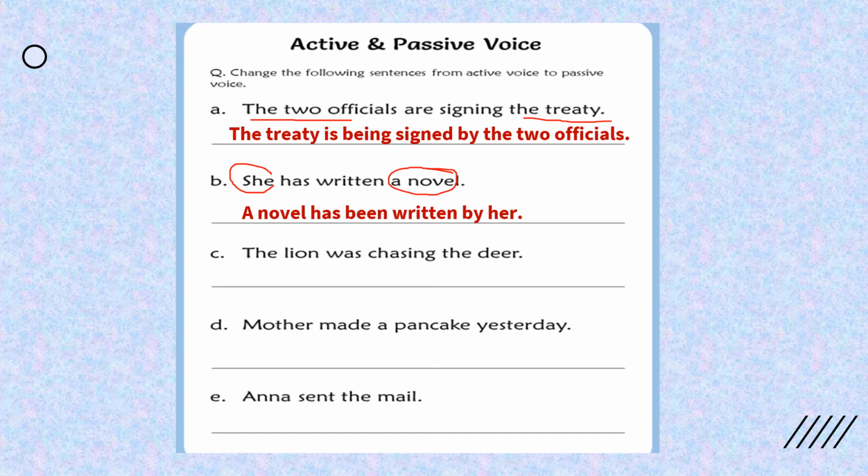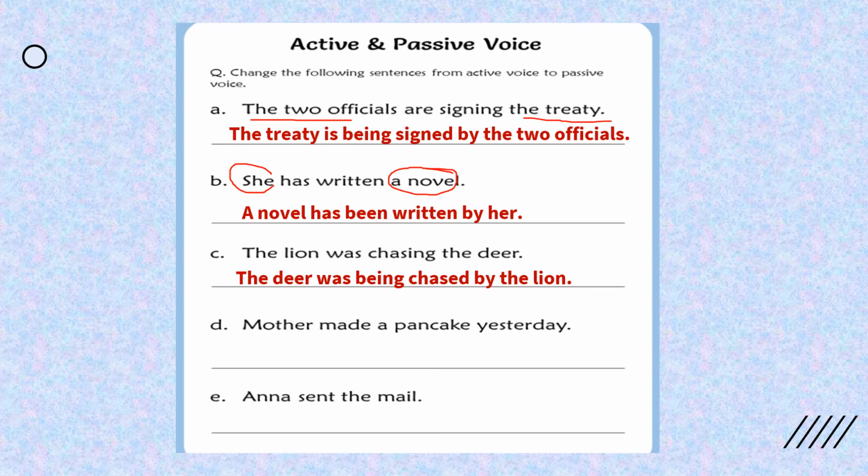Similarly, the lion was chasing the deer. Lion is the subject. Was chasing is your verb in a tense, that is the past continuous tense, and the deer is the object. So as per the rule, the deer comes in front, the tense changes, add a by, and the subject becomes the object. The deer was being chased by the lion.